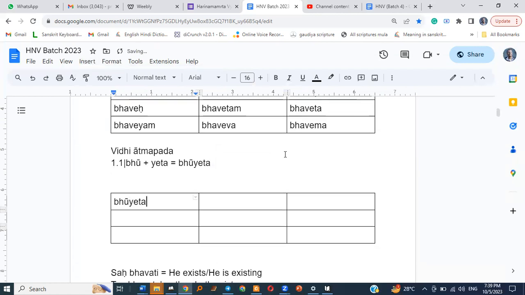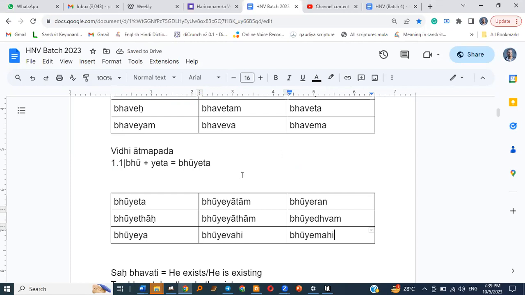So, Yeta, Yatam, Yeran, Ita, Yatam, Iran, and then so this is the Vidhi Atmapada forms of Bhu dhatu.